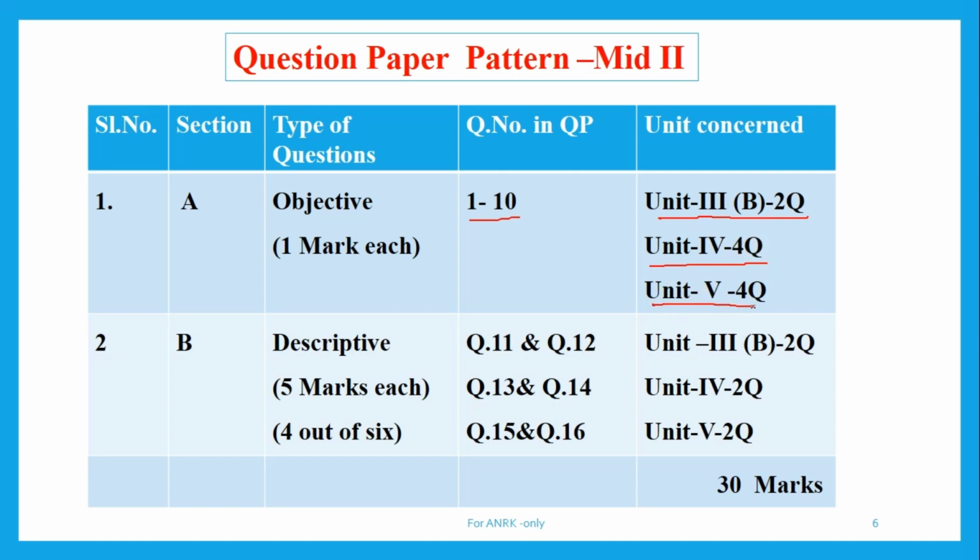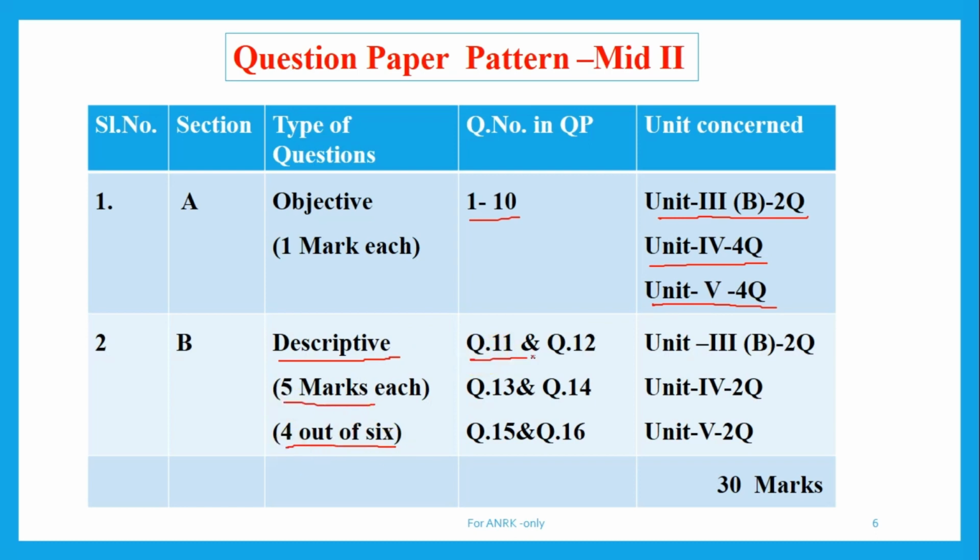When we come to the 5th unit, that is lasers and optical fibers, we will get 4 questions: 2 from lasers and 2 from optical fiber. For objective questions, marks will be equally distributed. For the descriptive questions, each question carries 5 marks and we have to write 4 out of 6.